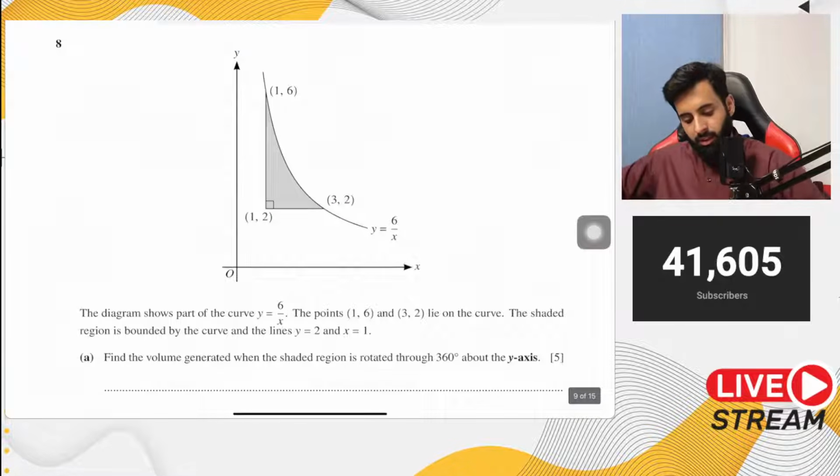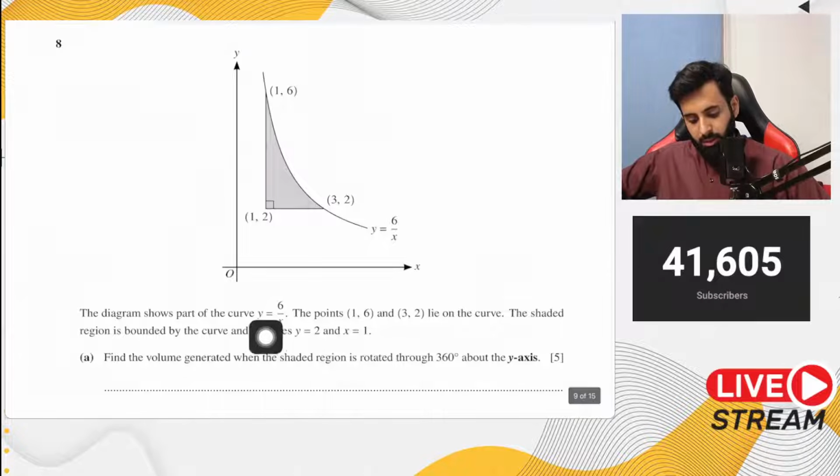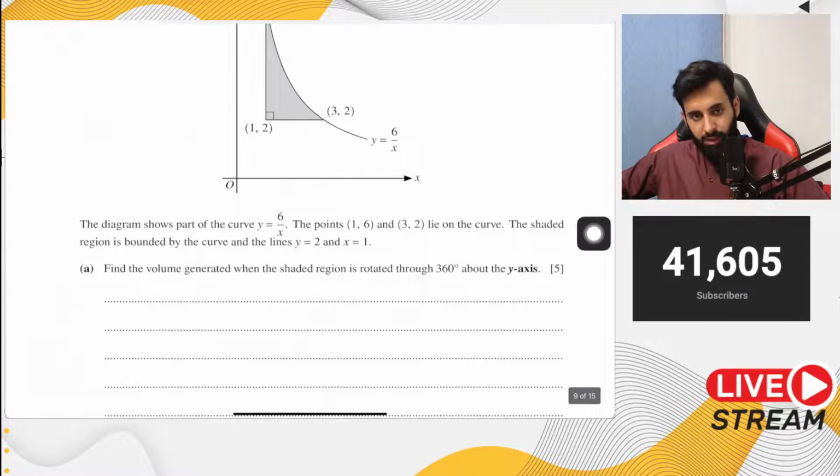It says, the diagram shows part of the curve y equals 6 upon x. The points (1, 6) and (3, 2) lie on the curve. The shaded region is bounded by the curve and the lines y equals 2 and x equals 1. Okay, so here's the shaded region. Then it says, find the volume generated when the shaded region is rotated 360 degrees about the y-axis.